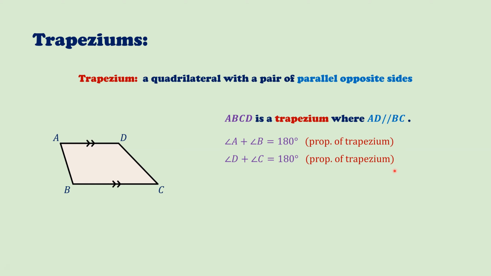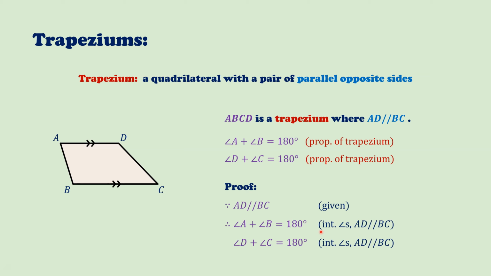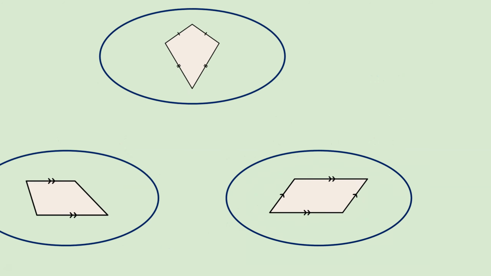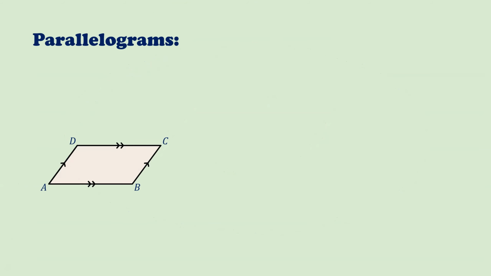Actually, this property is not so useful because it can also be referred to as the interior angles of a pair of parallel lines. So that's it for trapeziums. Finally, we should take a look at the properties of parallelograms.